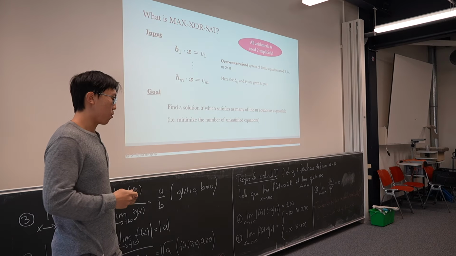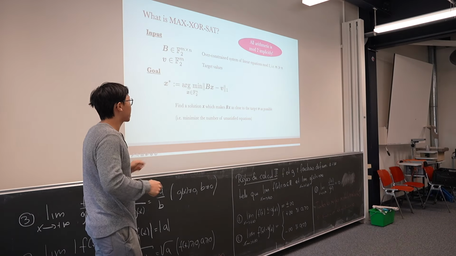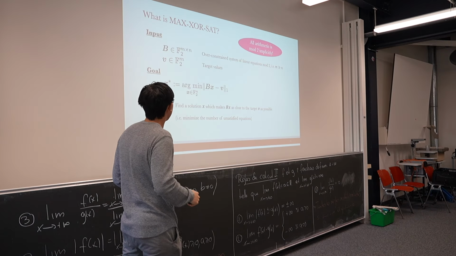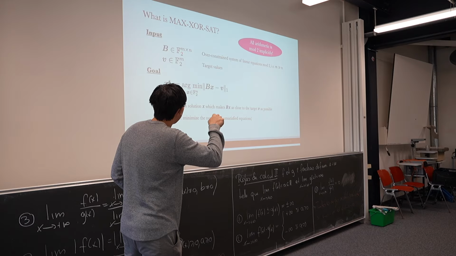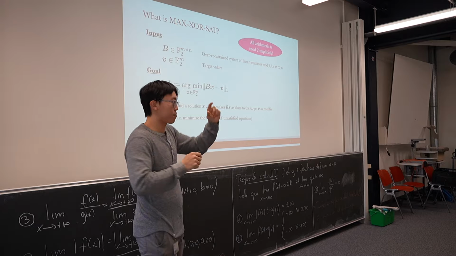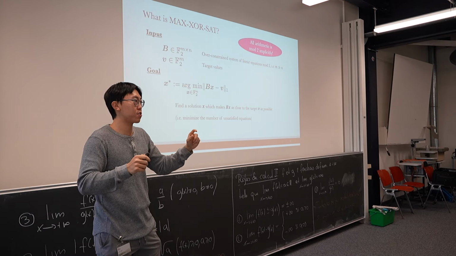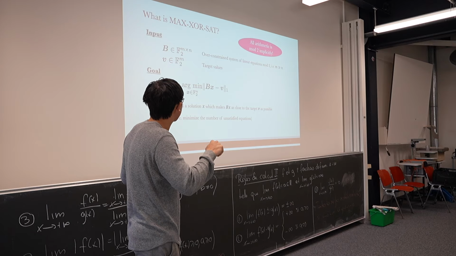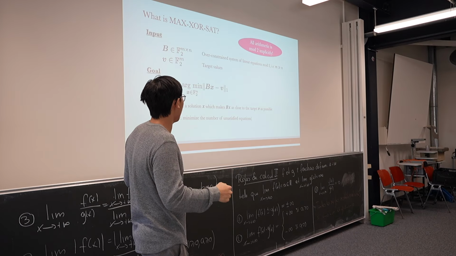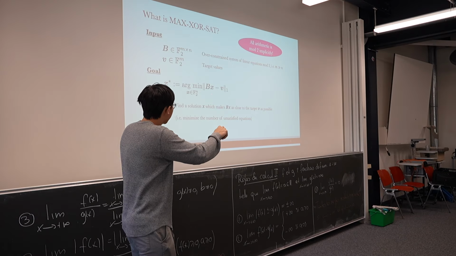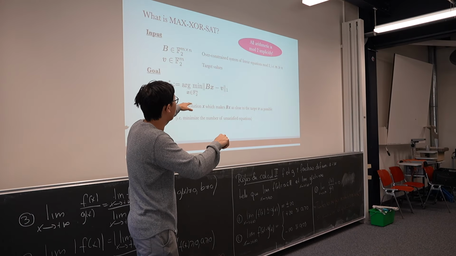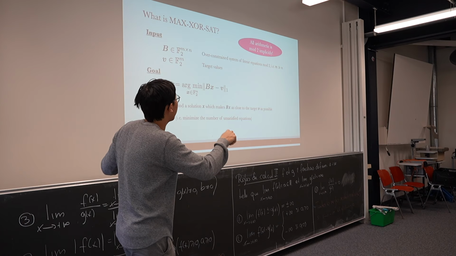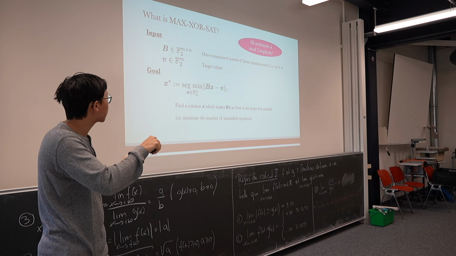I can go one step further, and write this completely as one matrix equation. Now B is an m by n matrix, and you should think of each of the rows as those b_i's previously. So this specifies what the system of equations is. And then v is what we call the target, what you're trying to equal. Your goal is to find some x such that Bx is as close to v as possible. In other words, you're minimizing the norm of their difference.